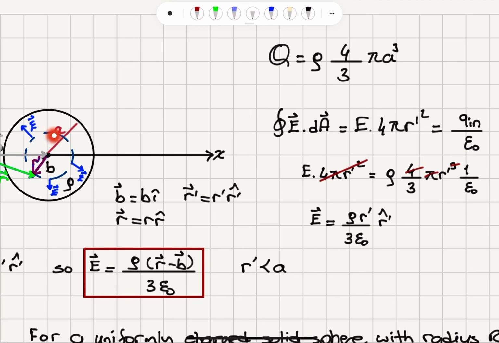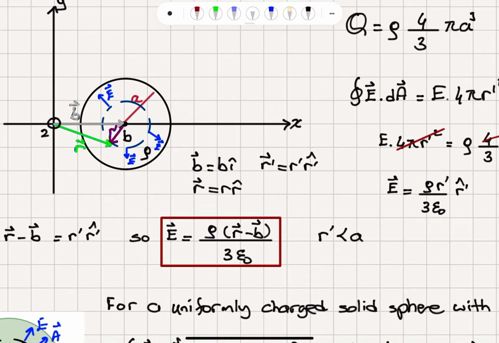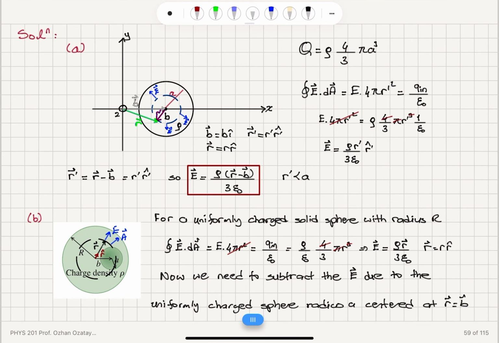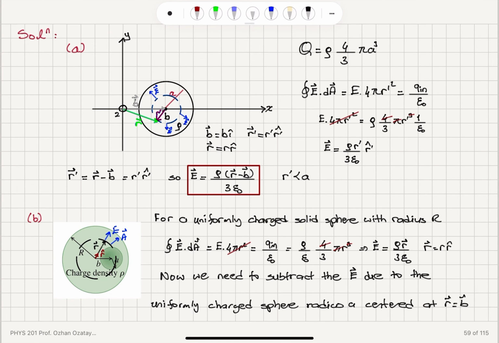The charge enclosed is the volume of this sphere, 4/3 pi r prime cubed, multiplied by this uniform charge density rho. And that gives me the electric field for this r prime to be rho r prime divided by 3 epsilon 0. Because of this relationship between the vectors, it is rho times (r vector minus b vector) over 3 epsilon 0. Now if I consider in part B a full sphere which is centered at r equal to 0, so that means b is equal to 0, then I have rho r over 3 epsilon 0 as the answer.